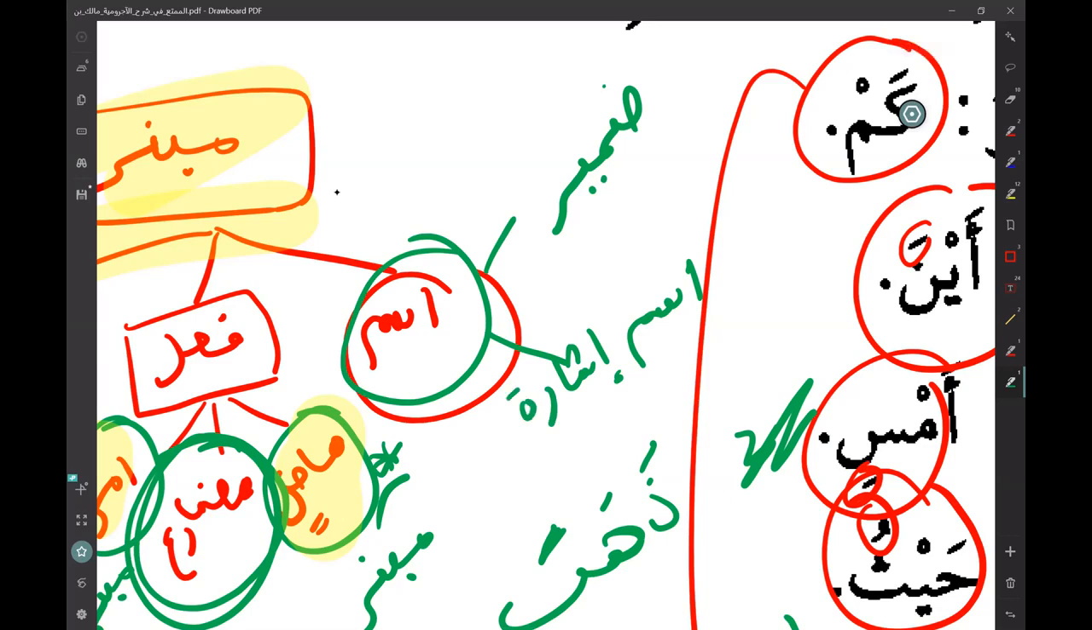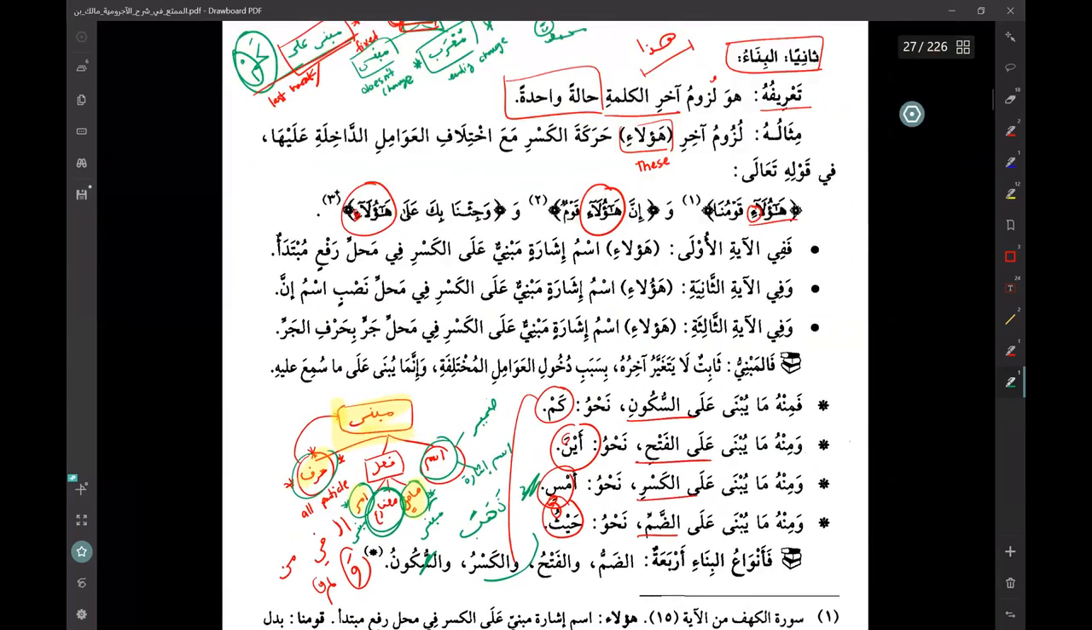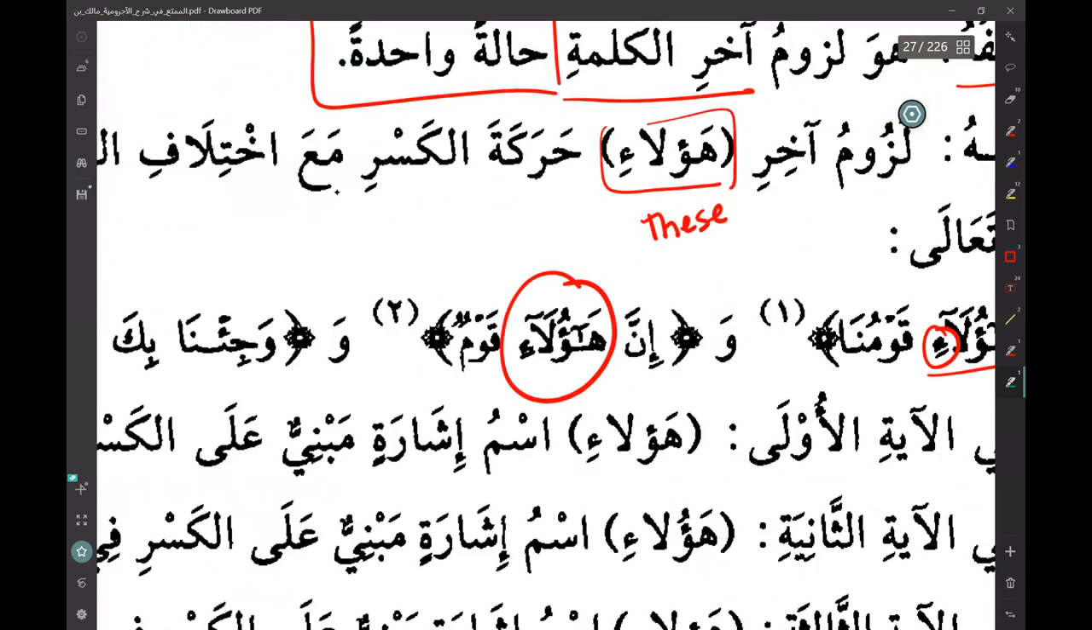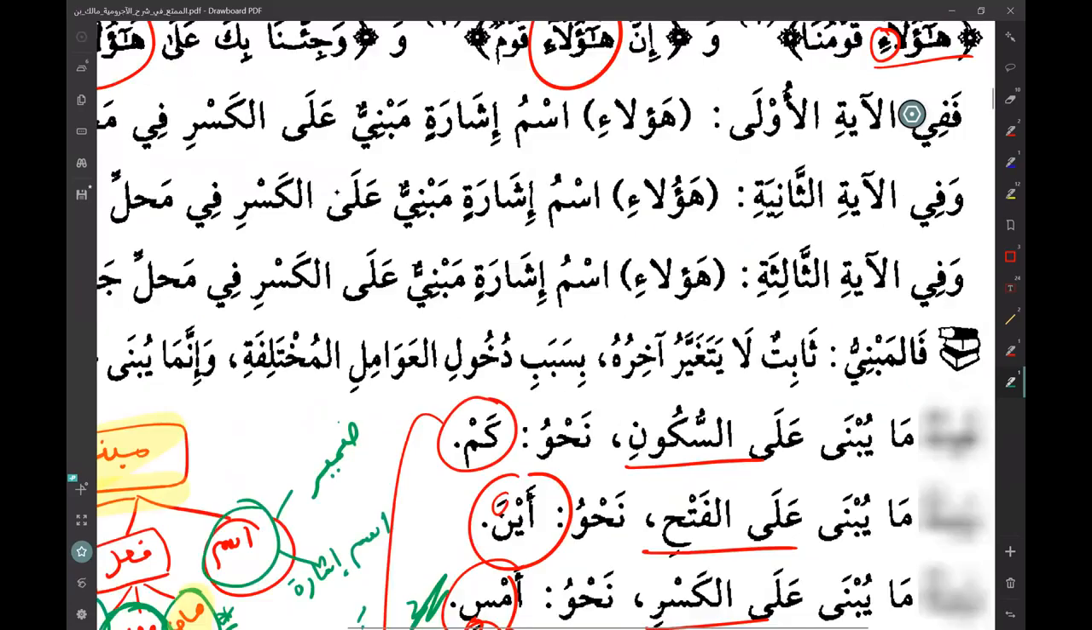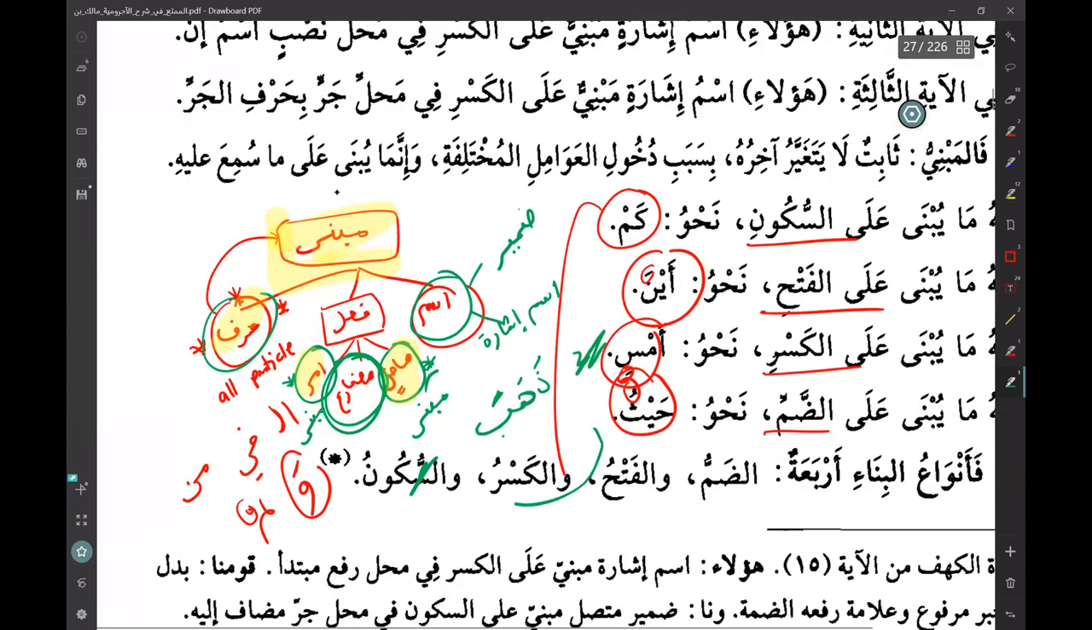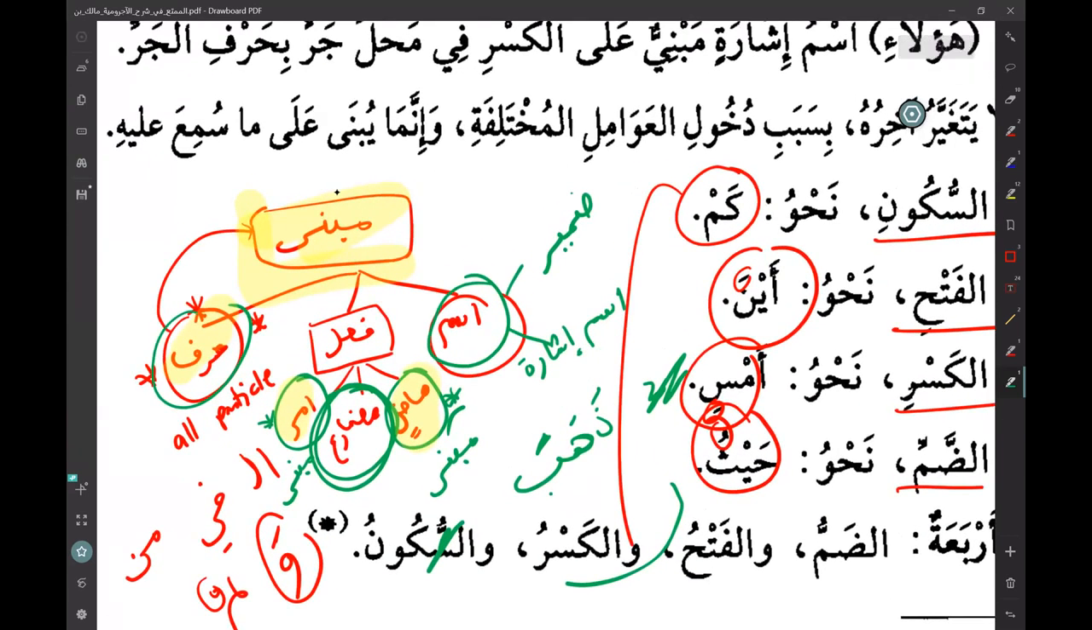So what are the ismul ishara? You have already seen two of them here: hada is ismul ishara, haula is ismul ishara. These would be mabni, except for the dual form. Right now, just learn it like that; inshallah, I'll teach you everything. I'm just giving you a very simple way so you understand the whole spectrum, or at least get some idea of the concept of mabni.